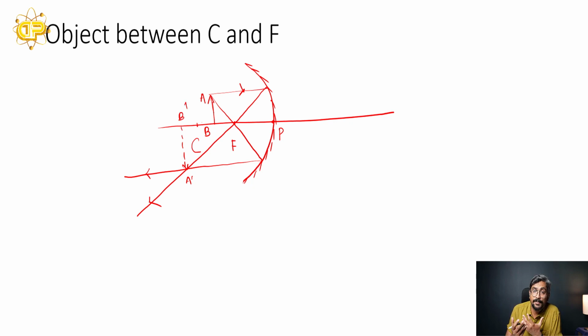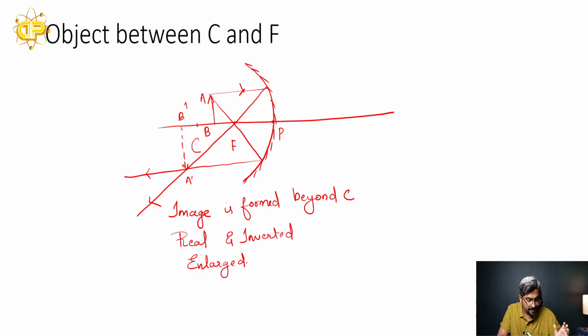What are the different specialties that you can see here? Where is the image formed? What are the different properties of the image formed there? The various properties are seen here. That is, the image is formed beyond C. Next thing is that the reflected rays are meeting in real, so definitely you will get a real image, and all the real images are what? Inverted. And definitely you can see here that the image formed is enlarged, that is A dash B dash is greater than AB. So definitely an enlarged image is formed there.